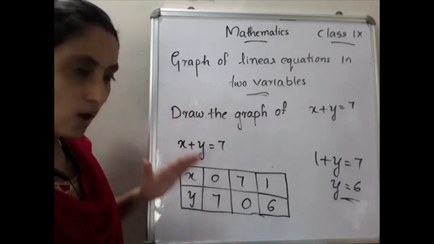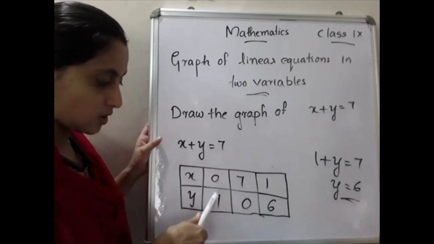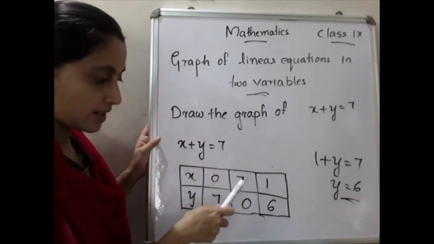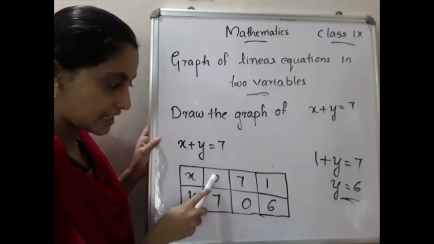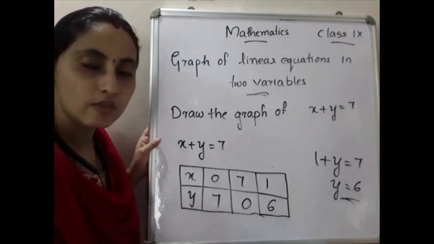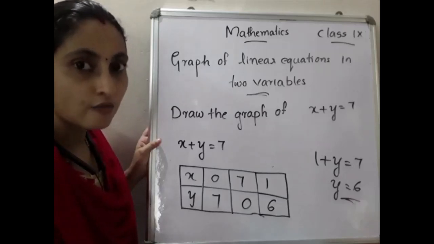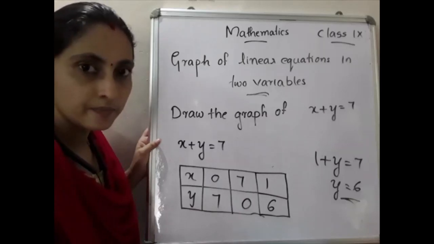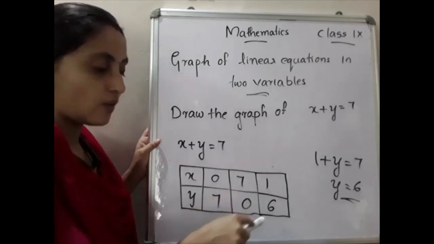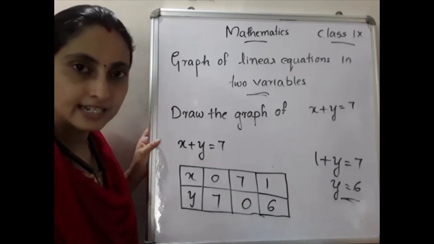Now you have to plot these points on the graph. How will you plot this? The first point is what? 0, 7. The next point is what? 7, 0. Are both the same? No. Here 0, 7 lies on which axis? Yes, it's a point on the y-axis. And 7, 0 is a point on the x-axis. Then what about 1, 6? The point 1, 6, where does it lie?